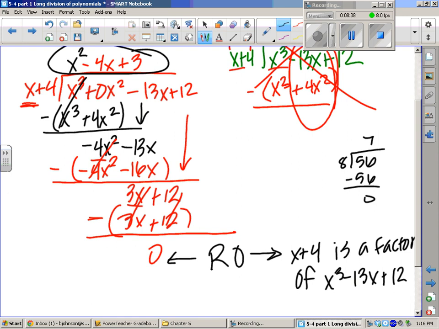Do we need to write remainder 0 when it's 0? No way. All right. Mathematicians are lazy. We don't like to write stuff unless we have to. All right, I think that's it for long division here.